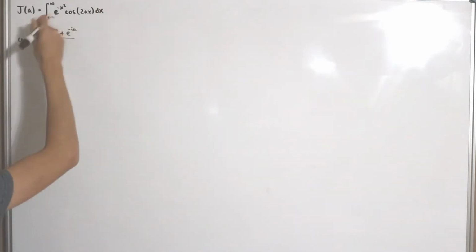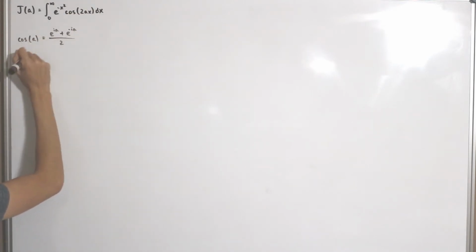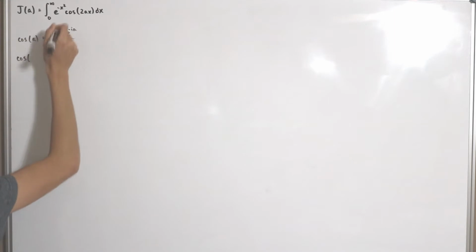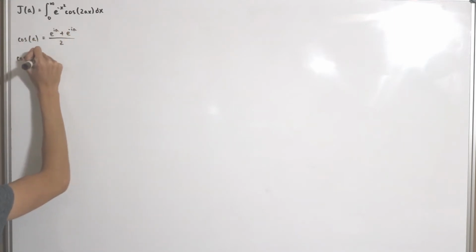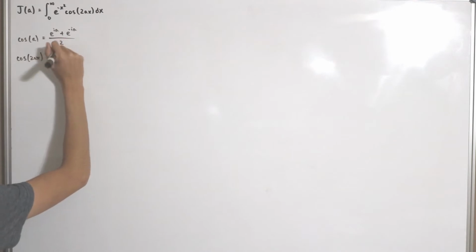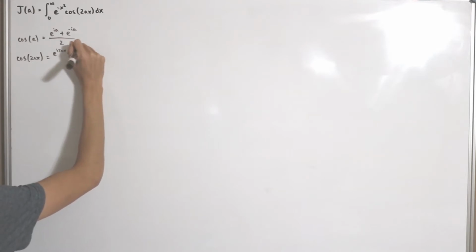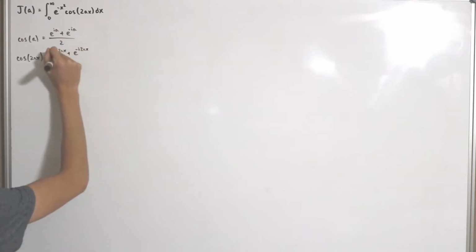Let's replace a with our new input 2ax. That's pretty straightforward, just replace all your inputs for a with 2ax. So we have e raised to the i 2ax, plus e to the negative i 2ax, then divided by 2.